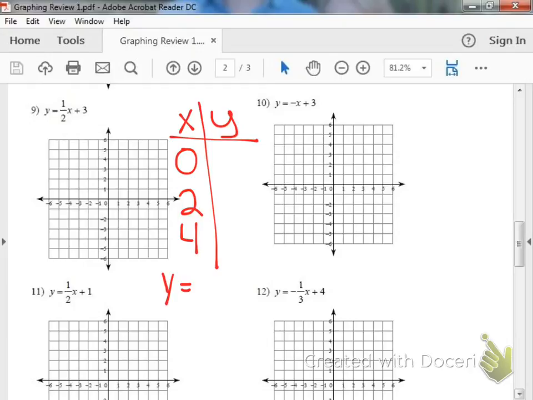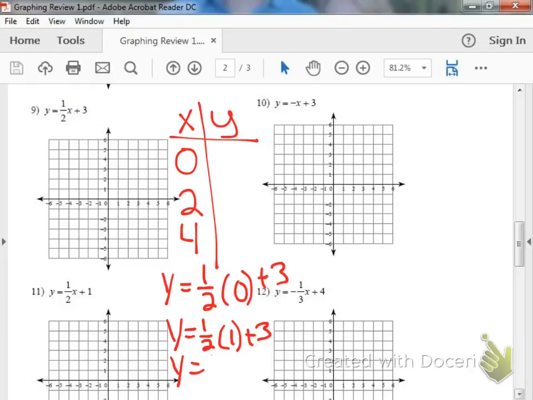So I need to do 1/2 times 0 plus 3. Then I need to do 1/2 times 1 plus 3. Then I need to do 1/2. Whoa, back it up. I'm not using 1. What am I using? 2. Then I'm going to do 1/2 times 4 plus 3. Remember, if you already did this with 0, 1, 2, you're fine. You're just going to have to graph a fraction that we're not going to graph. But we'll get the same line as long as you did the math right.